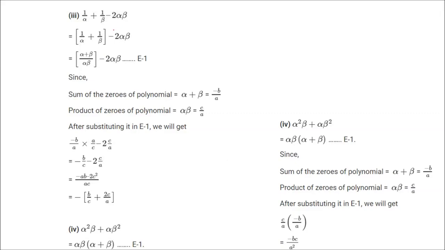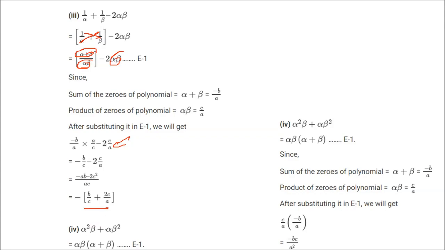Then 1 by alpha plus 1 by beta minus 2 alpha beta. So what you can do here is simply alpha plus beta you can write as minus b by a, alpha into beta as c by a. You don't have to go through all those which I explained in the first part or second part. So 1 by alpha plus 1 by beta is simply beta plus alpha by alpha beta minus 2 alpha beta. So in the place of alpha plus beta put minus b by a, alpha into beta you put c by a. Just put it here, just rearrange, you will get this one.